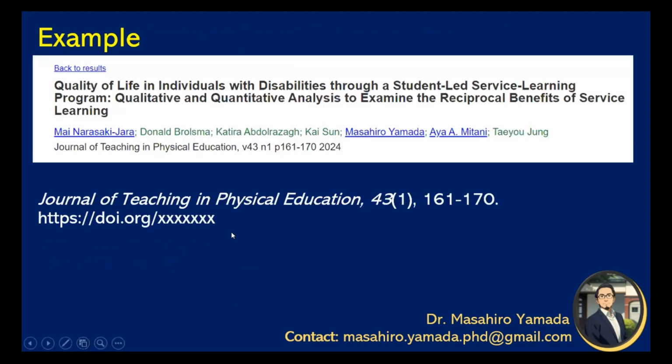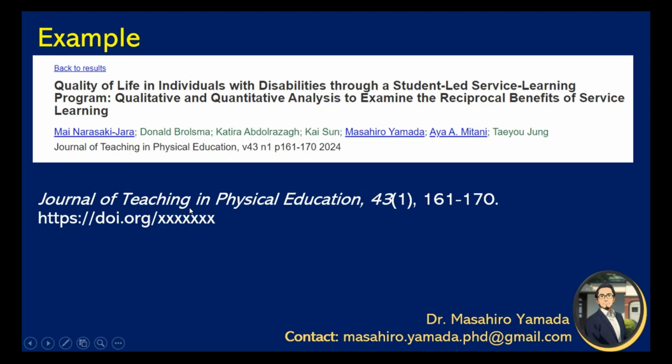So here's the example. The title of the manuscript is here. The name of the journal you can find over here. The volume is 43, the issue is 1, the page number is 161 to 170, right? So you completely ignore the rules of whatever this journal is. In APA style, you capitalize J, T, P, E, right? And you do not capitalize the first letter of the preposition.